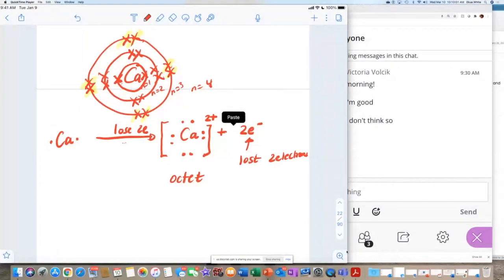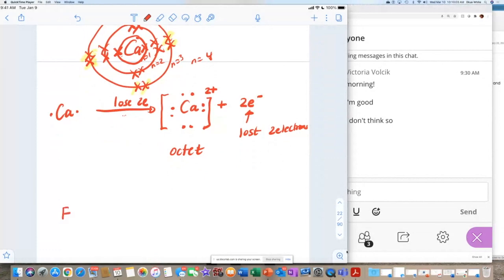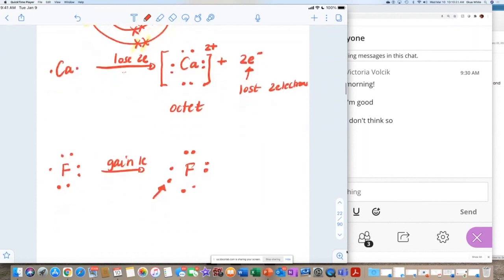Okay, now what's the story with fluorine? With fluorine, we said fluorine had 1, 2, 3, 4, 5, 6, 7, right? Fluorine was going to gain 1 electron, and when it gains 1 electron, fluorine now has 1, 2, 3, 4, 5, 6, 7. This is the gained electron. This is the gained electron.